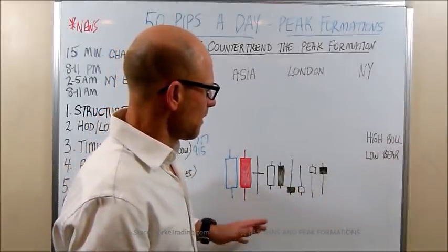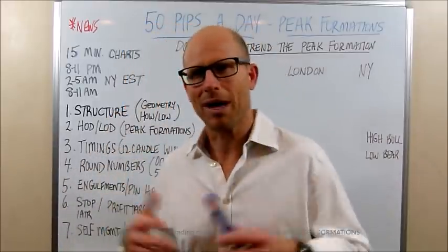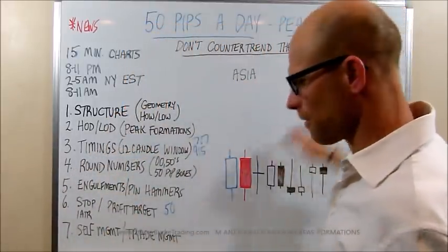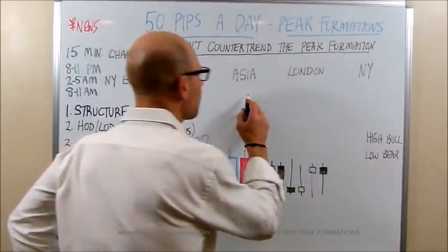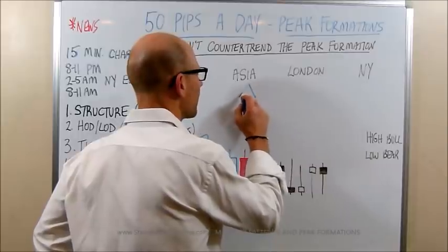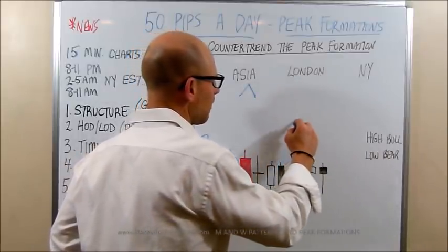So these are the variety of price action that are going to occur over the 3 sessions: Asia, London, and New York. At some point, we're going to get a high. We're going to get a high of the day in place. And at some point, we may get a low. Okay?